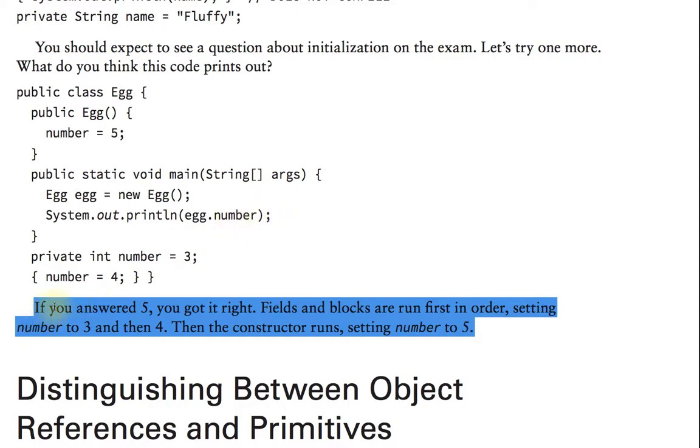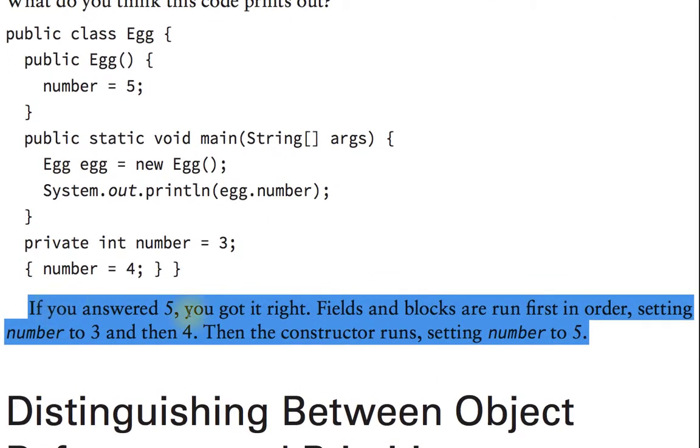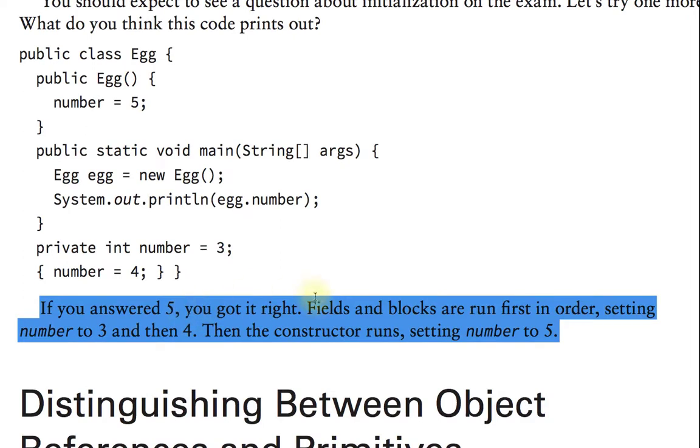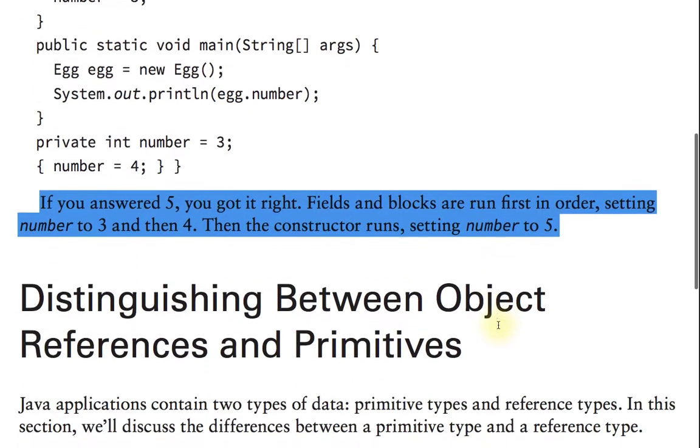So let's look at this statement. If you answered 5, you got it right. Yes, fields and blocks run first, in order, setting numbers 3 and 4. Then the constructor runs, setting number to 5, just as we discussed.